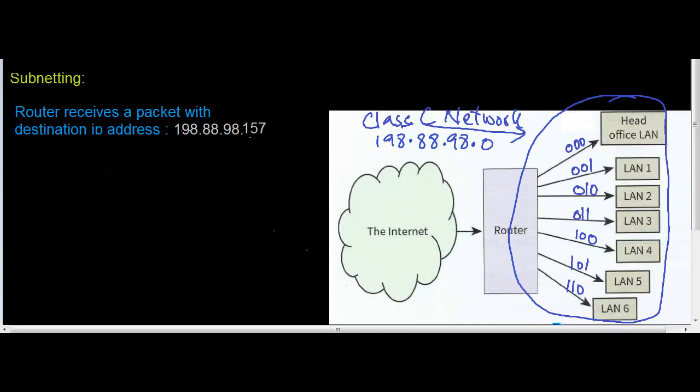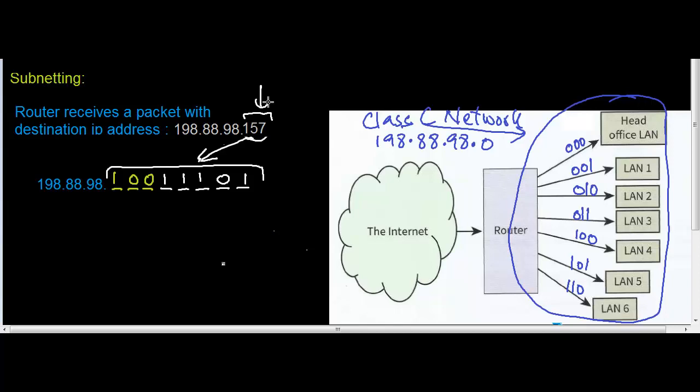Okay, let's take a look at what happens if a router receives a packet with destination IP address set to 198.88.98.157. Let us quickly convert the last octet, 157, to its binary form. As we can see, when we convert 157 into its binary form, it equals 1001101. So this is what it equals, right?